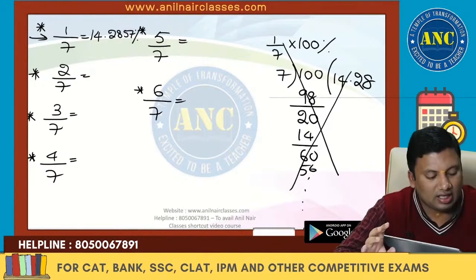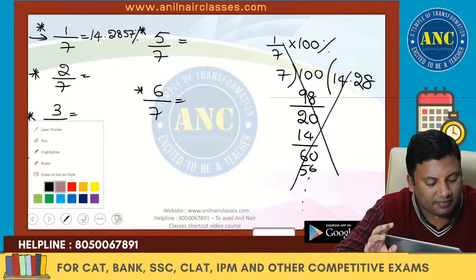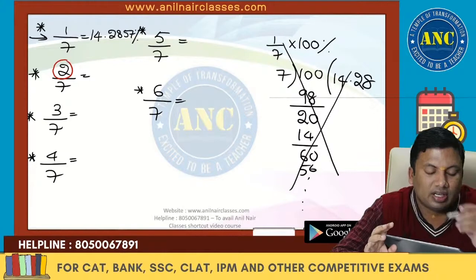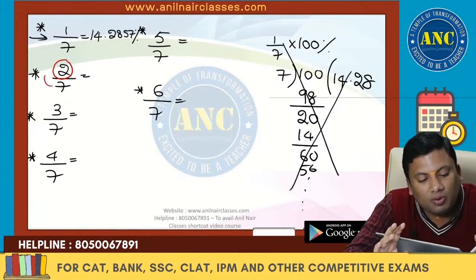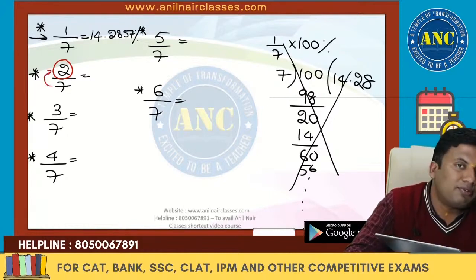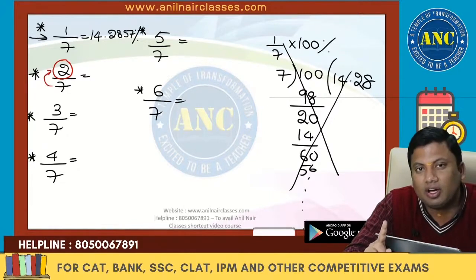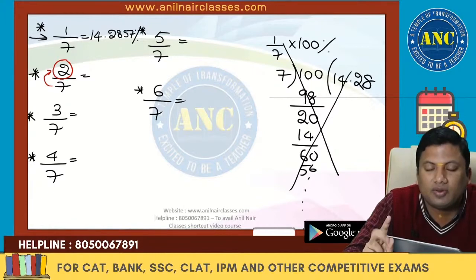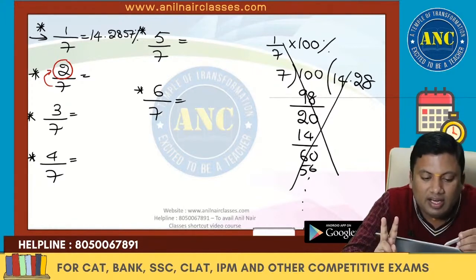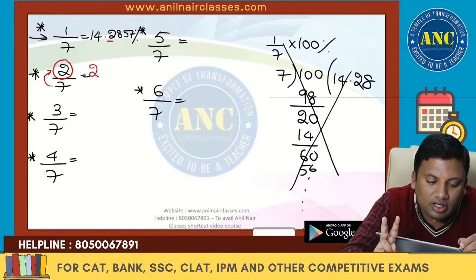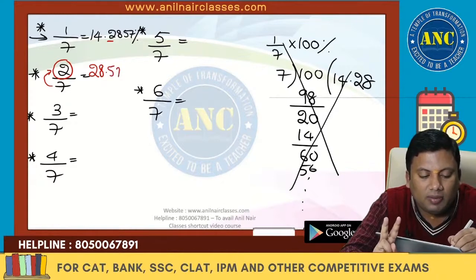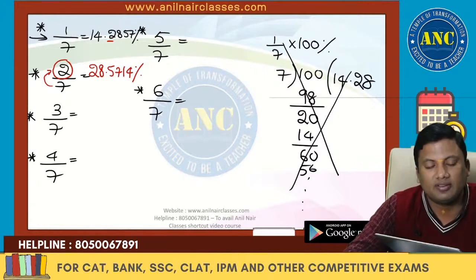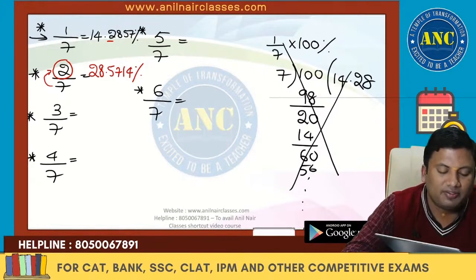Now, listen carefully. How to determine 2 by 7? Take the numerator 2. Multiply by 10. 2 tens are 20. 7 goes how many times in 20? 7 2s are 14. 7 3s are 21. Maximum 2 times it is going. Write down this digit and the next digit, then the remaining digits in serial order. 28.5714.